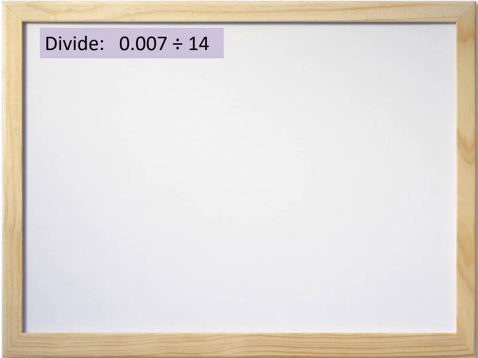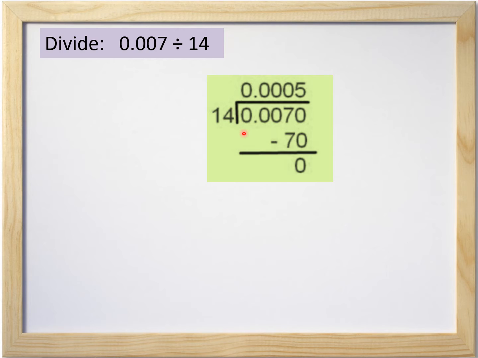Children, let us take another example. 0.007 divided by 14. Here 0.007 is the decimal number and 14 is the whole number, and we'll start dividing. So here 0.007 is the dividend and 14 is the divisor. Now children, what is the first digit in the dividend? It is 0. So can we divide 0 by 14? No. So we will put 0 in the quotient.